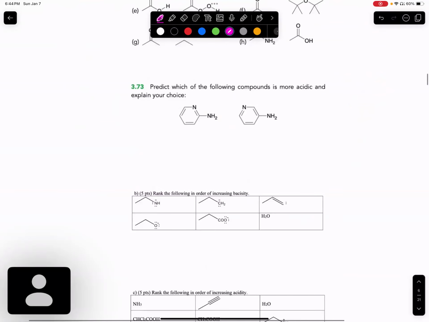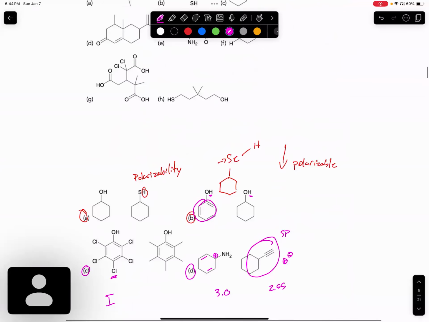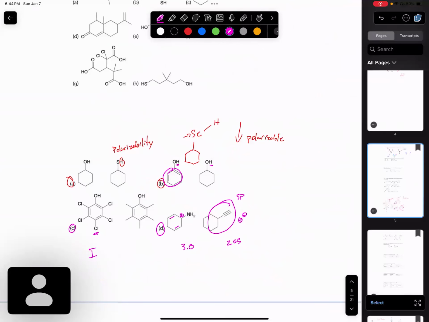I have a couple more topics. How do you guys feel about formal charges? You guys good on formal charges? Confident? Okay. Stability of Newman projections, confident? No. Okay.